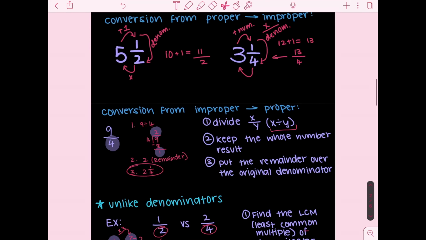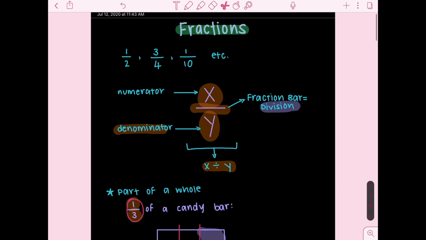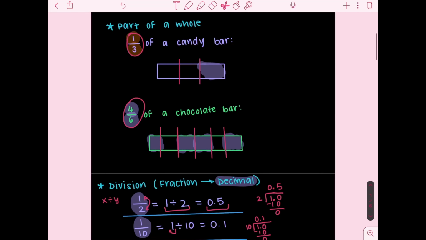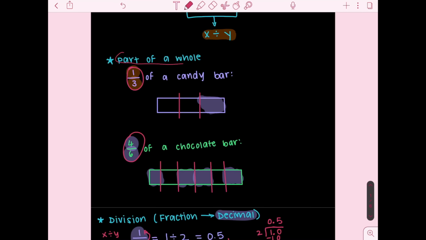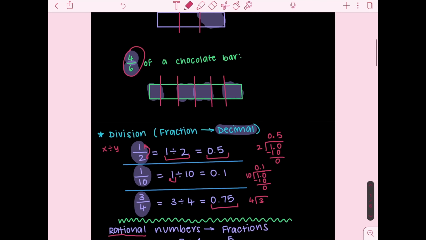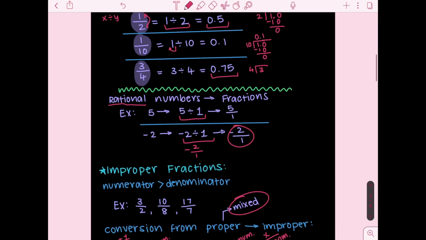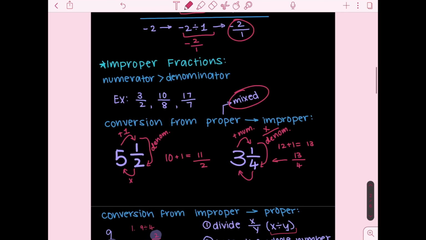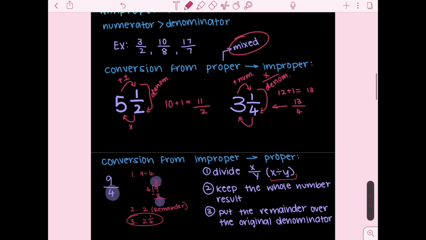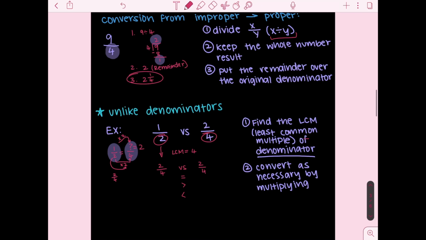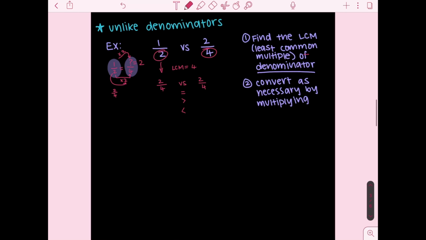And we'll just briefly go over what we went over in today's video. So fractions, we determined the structure of a fraction. We did some examples with a candy bar, looking at it from the perspective of a part of a whole. Then we learned about division with fractions. We determined how to make a fraction go to a decimal. And then we went over improper fractions, the definition, and a lot of conversions. And finally, we went over unlike denominators.